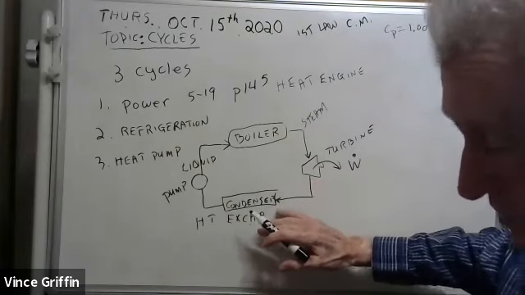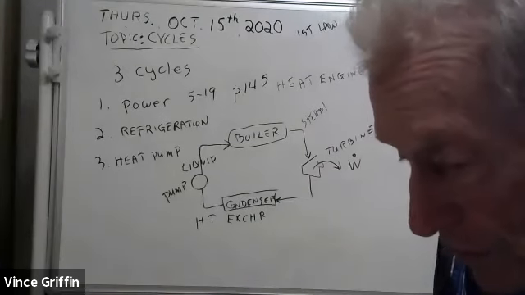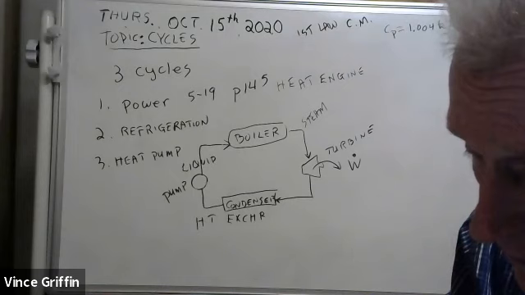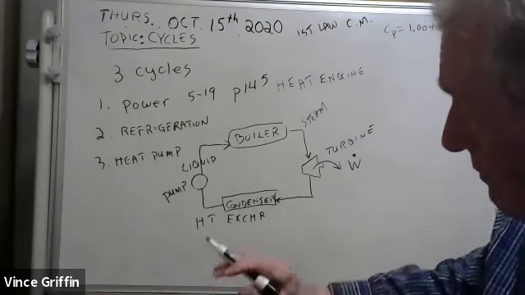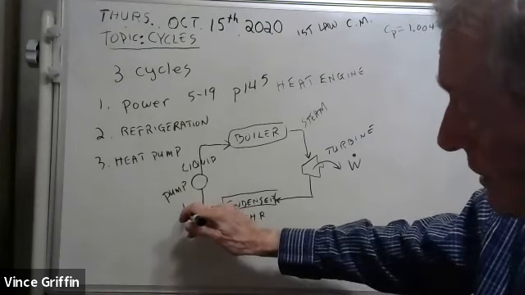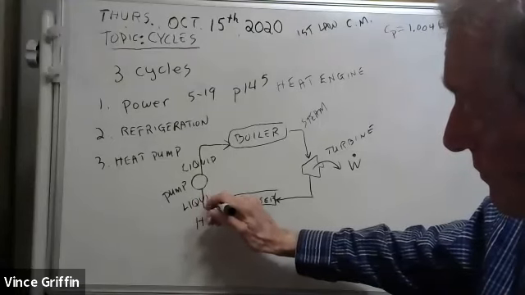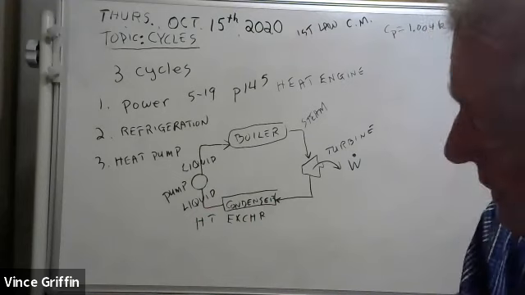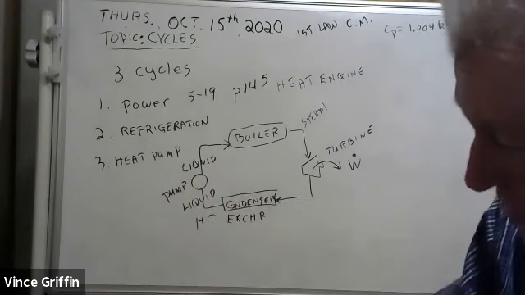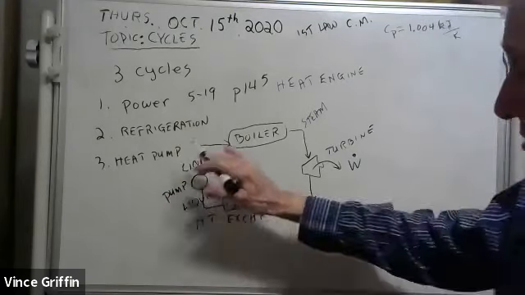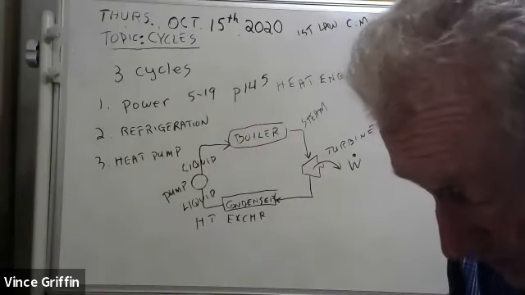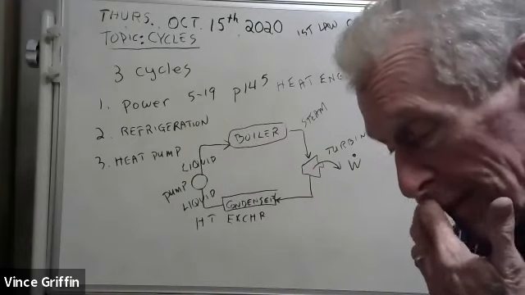And then it goes through the condenser, and the condenser cools that off, and it condenses it to a liquid. So you got a liquid coming out of the condenser, but see, it's at low pressure. The pump increases the pressure and sends it to the boiler. The boiler boils it, and around you go.